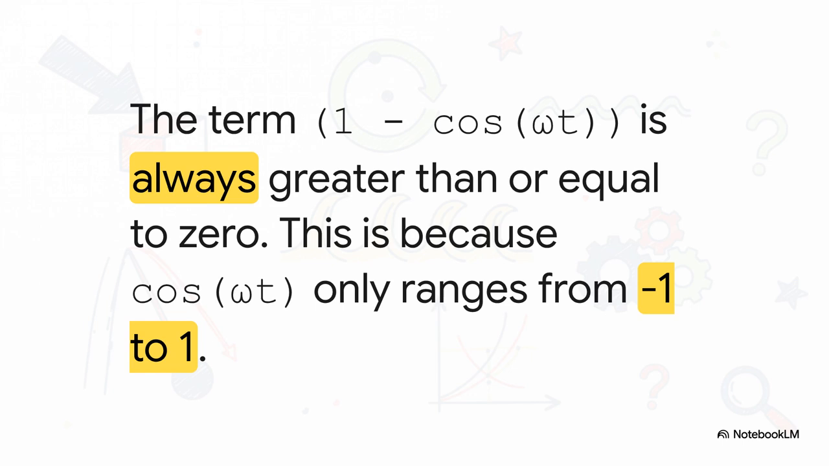This first part, f0 over m omega, that's just a bunch of positive constants. So the real action is in the parentheses, 1 minus cosine omega t. Now think about it. What's the range of a cosine function? It only goes between -1 and +1. So what's the smallest that 1 minus cosine can ever be? 0. It can never, ever be negative.